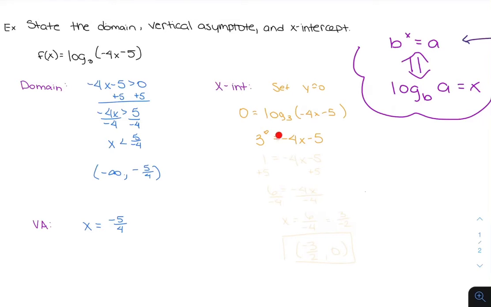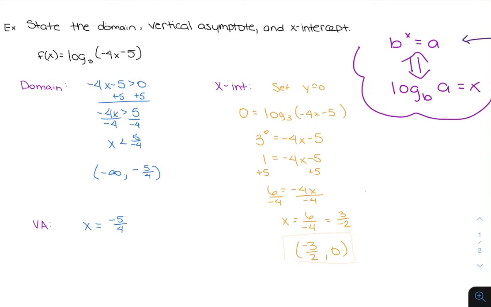We know that anything to the 0 power is just 1, and so that is equal to negative 4x minus 5. Solving for x, all we have to do is solve it like a regular equation. So add 5 to both sides. We have 6 is equal to negative 4x. We can divide by negative 4, and we have that x is equal to 6 over negative 4. Simplifying this, because we have to simplify fractions, we're left with 3 over negative 2. So our x-intercept, since it's a point, is negative 3 over 2, comma 0.